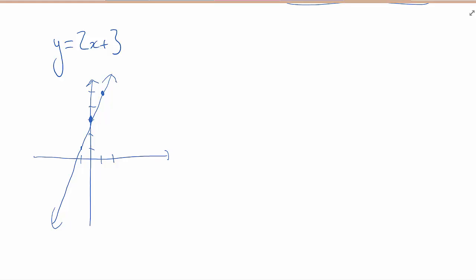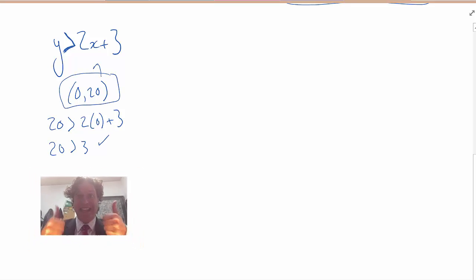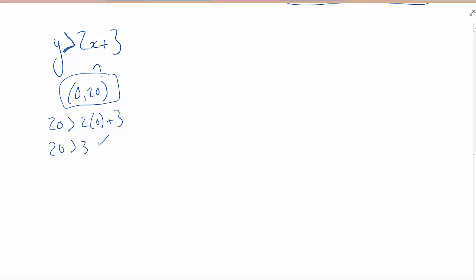Well, now we want to take that equation and change the equals sign to an inequality. Now the solution to the inequality is all of the points xy such that y is always greater than, but never equal to, 2x plus 3. For instance, the point 0, 20 is a solution to this because of course 20 is greater than 2 times 0 plus 3, right? 20 is greater than 3. It's true. This does solve that inequality, but it's not the only solution. It's just one of many points that satisfy the inequality.